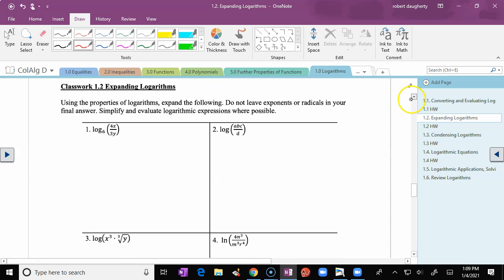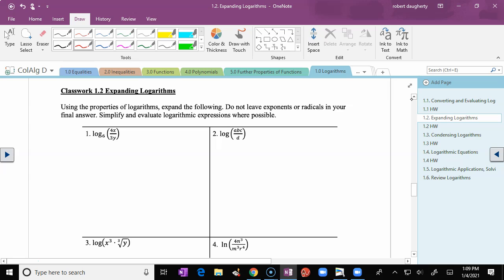Let's just do a few more while I've got time here, and I've got you. Using properties of logarithms, remember, there are 3 properties that we have. We have the product, we have the quotient, and we have the power rule.